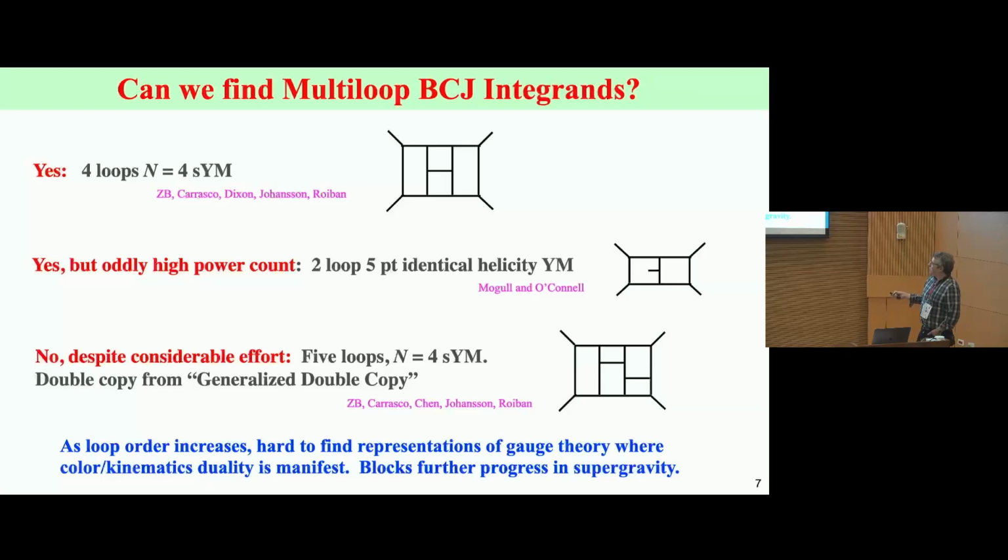5 loops, N=4 super Yang-Mills. And the answer there is no one has found one, despite considerable effort. And there is a way of getting the double copy, but I'll say a little bit about that. But that's a much harder proposition. And this problem, it's actually a very serious one.